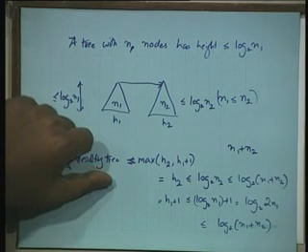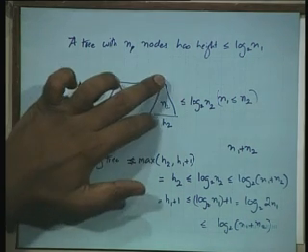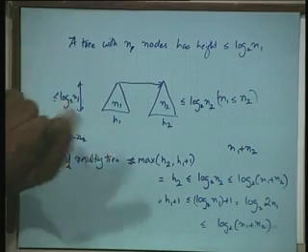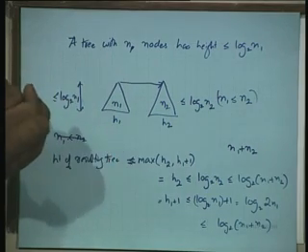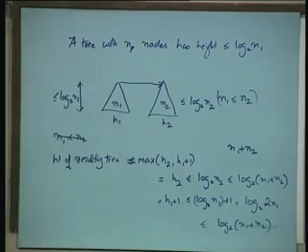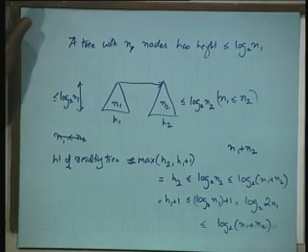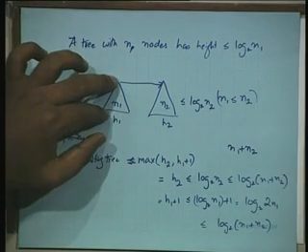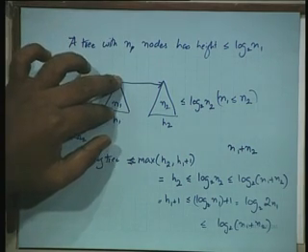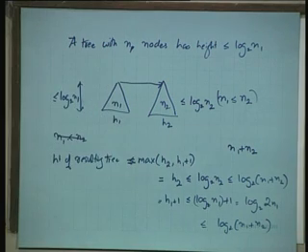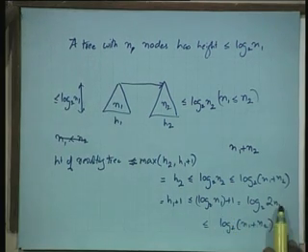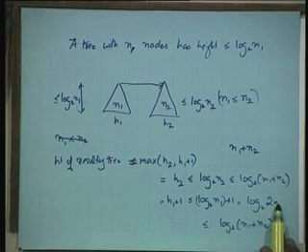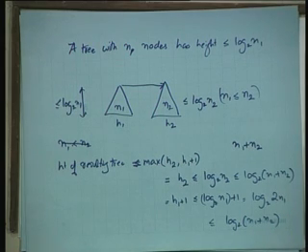Now, what is the height of the resulting tree? It is either the height of this tree or it is the height of this tree plus a 1. If it is the height of this tree, then it is log of n2, which is less than or equal to log of n1 plus n2. If it is the height of this tree plus 1, then it is log of n1 plus 1, which is the same as log of 2 times n1, which is less than or equal to log of n1 plus n2, because n2 is larger than n1.